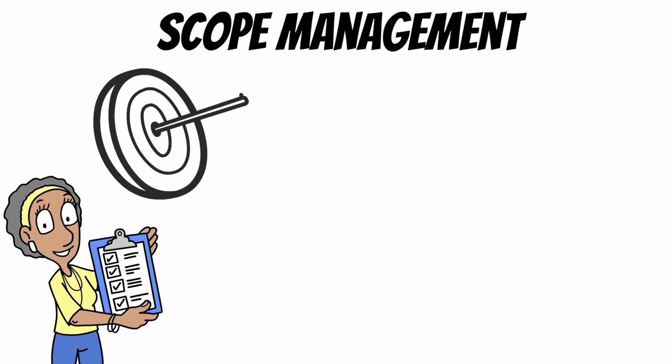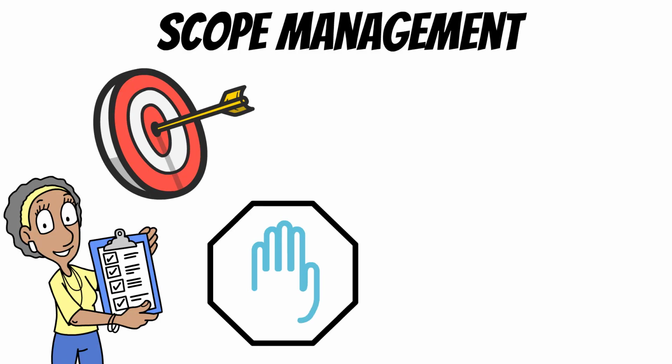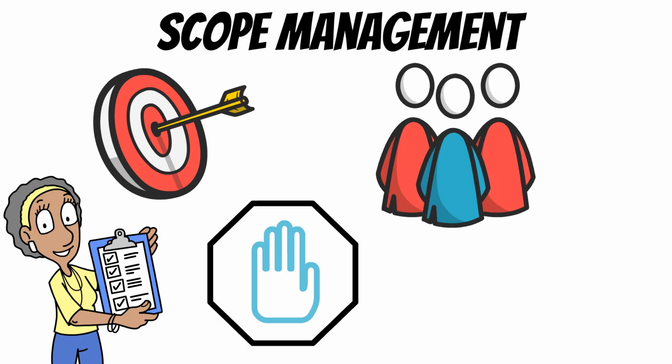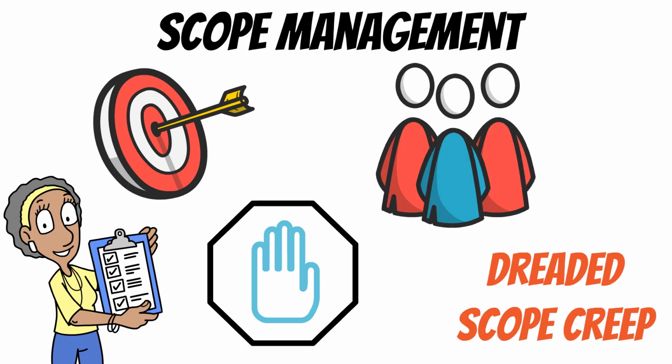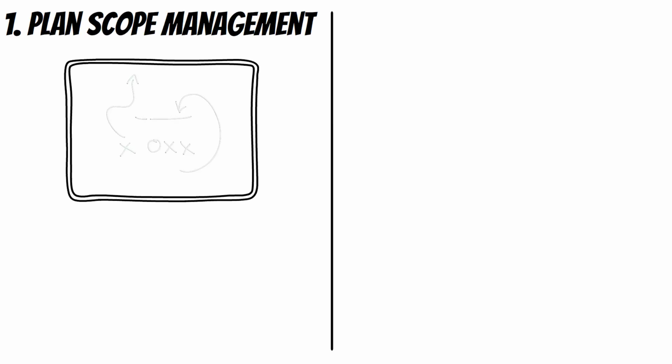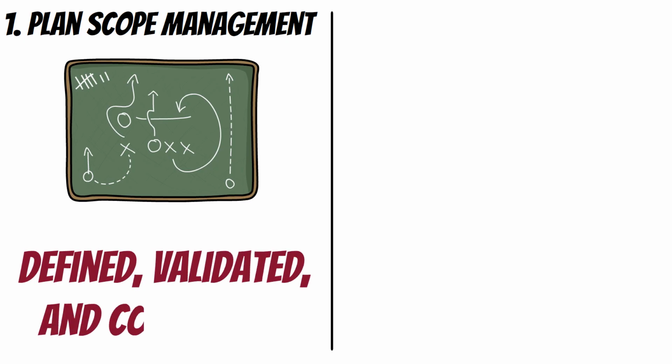Scope management ensures that your project includes only the work necessary to meet the objectives. It prevents unnecessary work, keeps stakeholders aligned, and helps avoid that dreaded scope creep. It consists of 6 processes. Number 1, plan scope management. It lays out how scope will be defined, validated, and controlled.